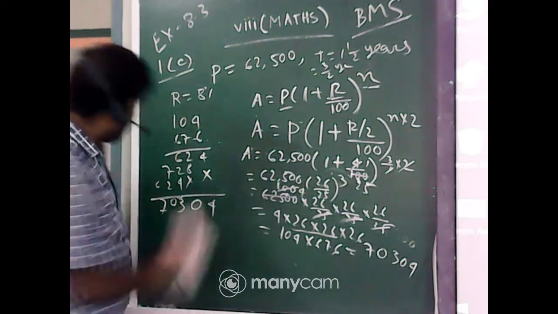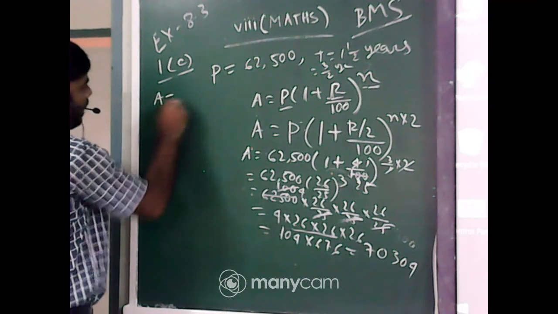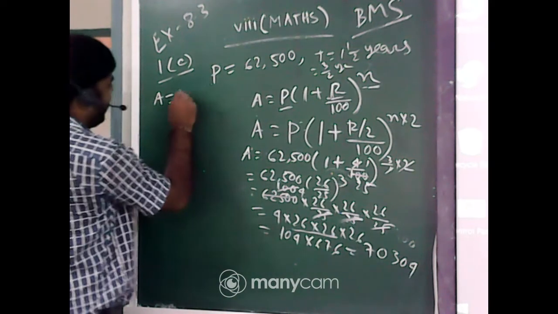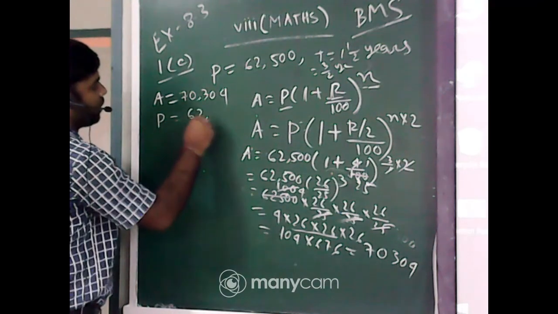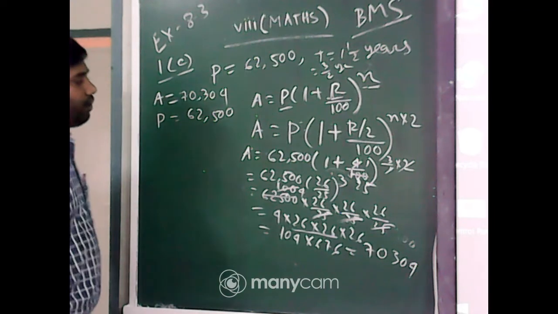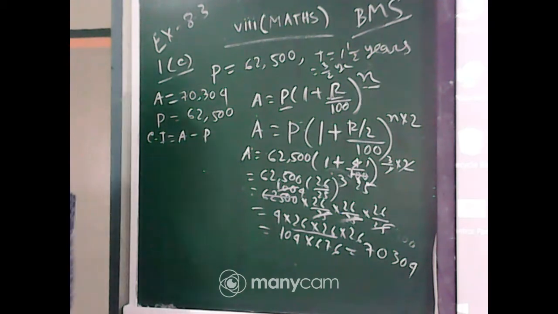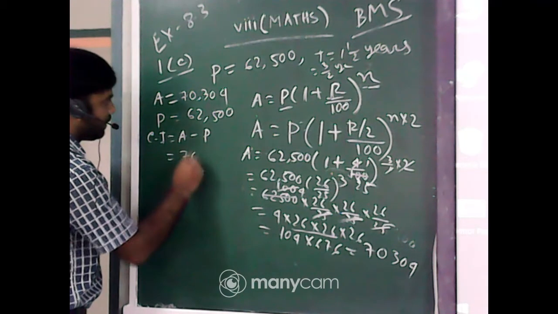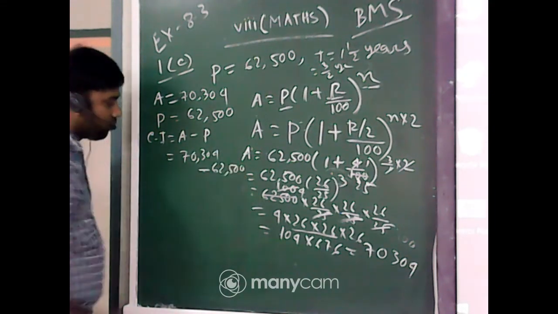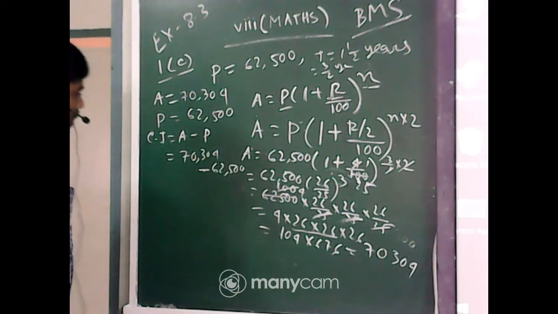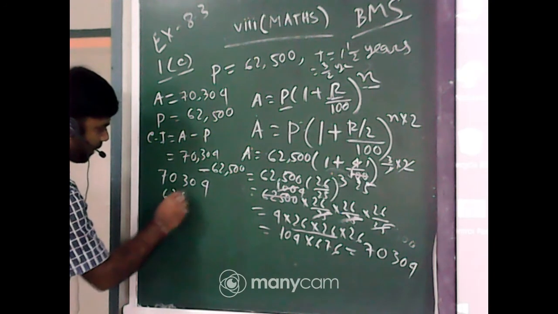Now amount equal to 70,304, and the principal equal to 62,500. We know that compound interest CI equal to amount minus principal. So compound interest is 70,304 minus 62,500. That will be the interest. So subtract 70,304 and 62,500.